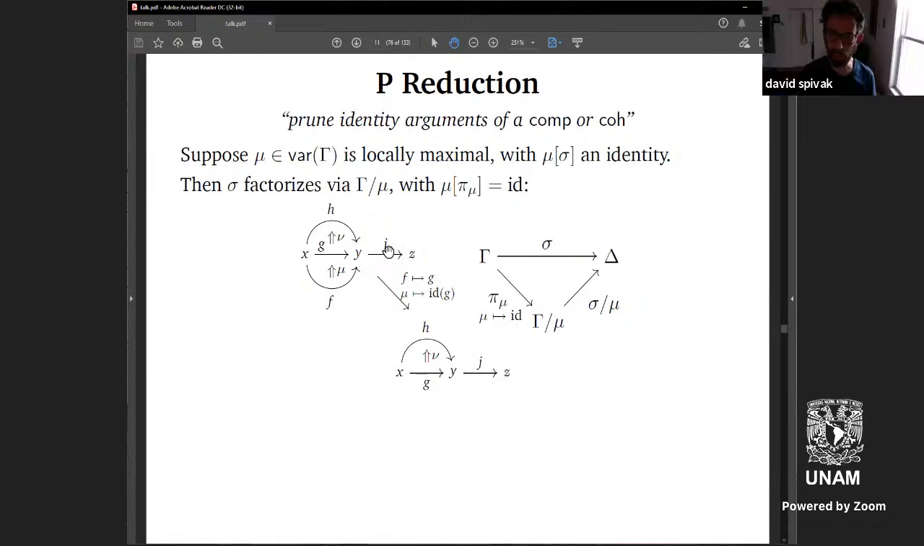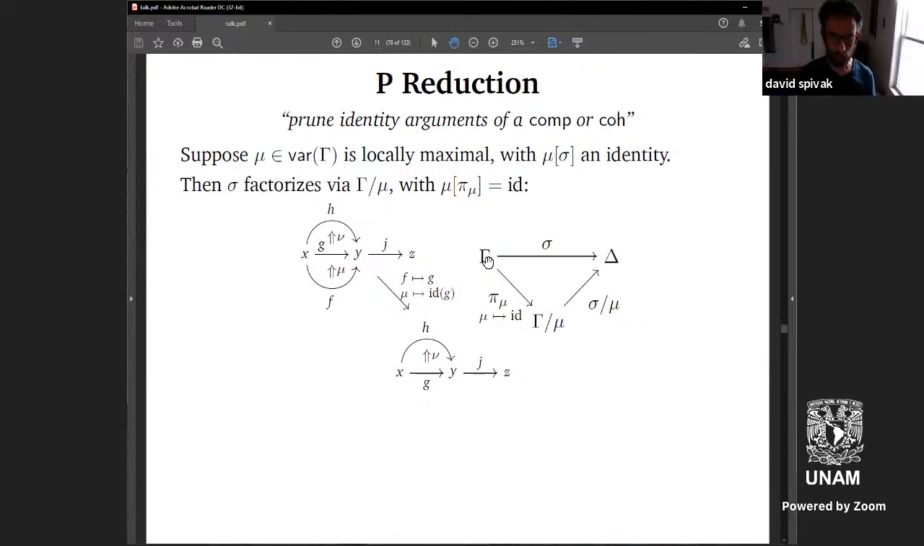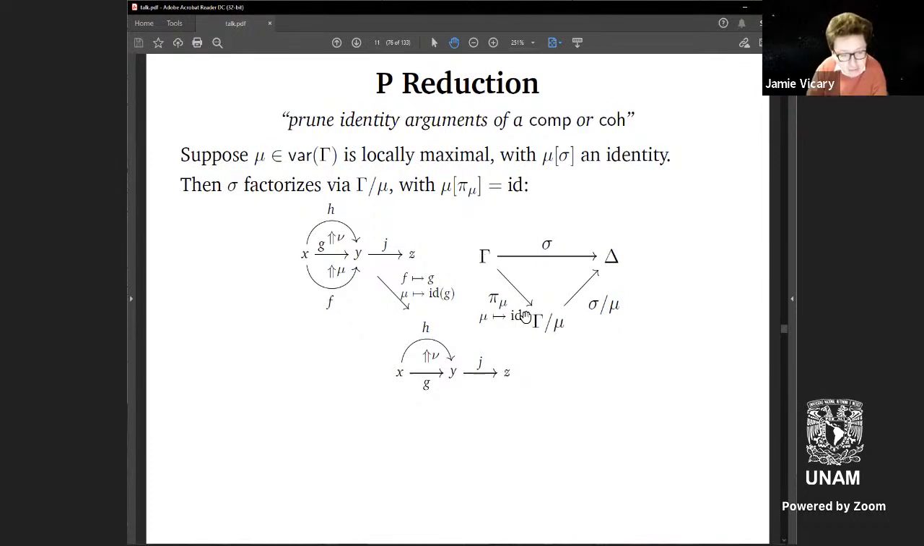Jamie, is gamma mod mu a context? Gamma mod mu is a context, yes, because this is a commuting triangle of functors. Okay. So gamma is generating data for an infinity category, i.e. a context. So is gamma slash mu. So is delta. Sigma is a strict functor between the free weak infinity category on mu to the free weak infinity category on delta, and likewise for these.